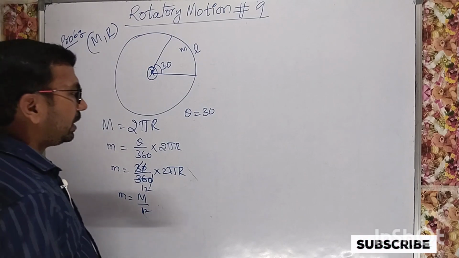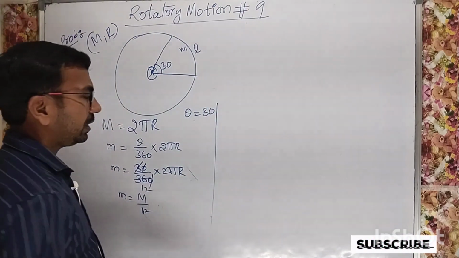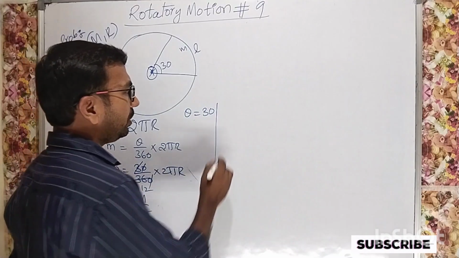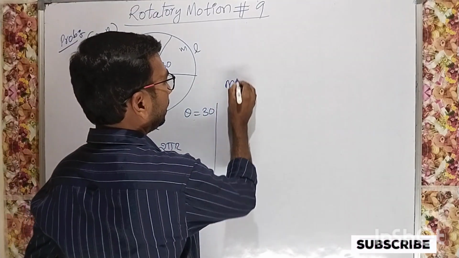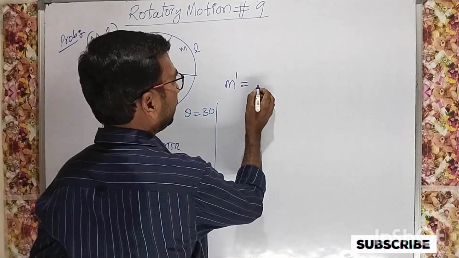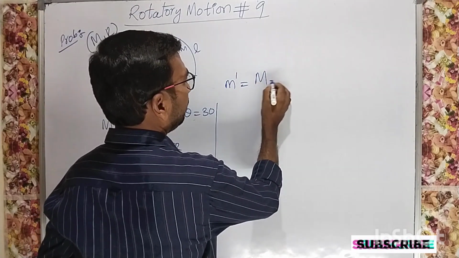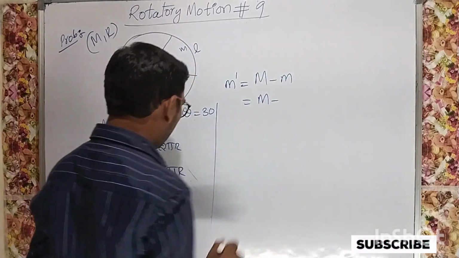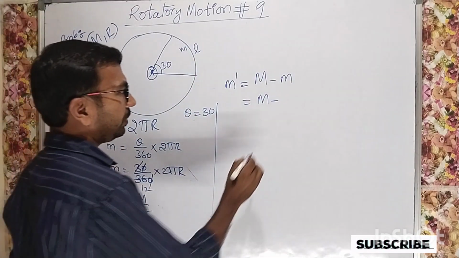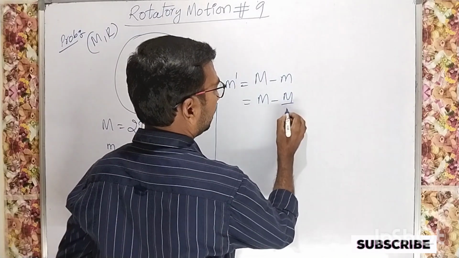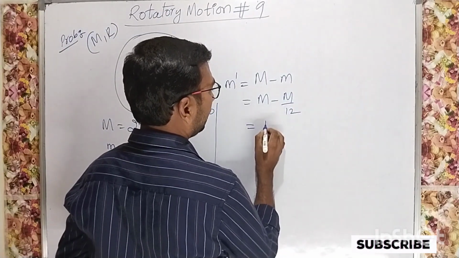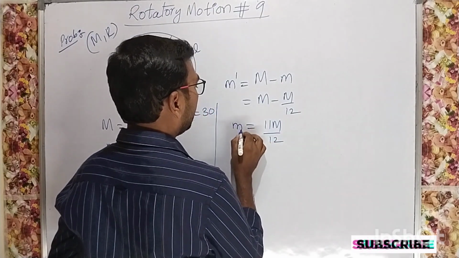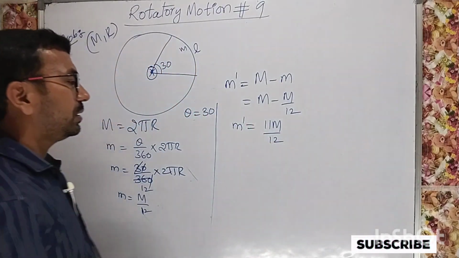So now the moment of inertia of the incomplete portion. First you can find the mass of the incomplete ring, which I will consider m dash. M dash is equal to capital M minus small m, capital M minus capital M by 12. From this we will get 11 M by 12. So this is the incomplete mass.